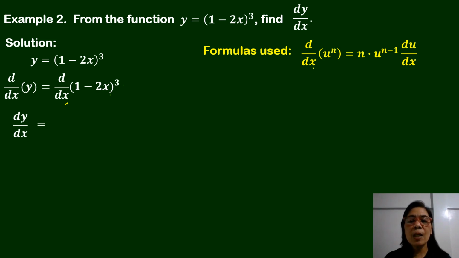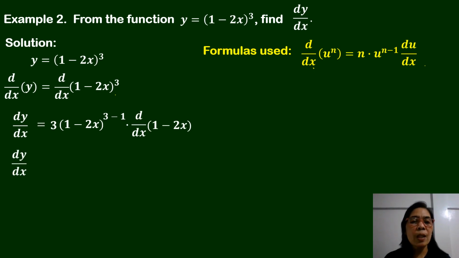So applying the right side of the formula, in the next step, you write the exponent, and the exponent in here is 3, times the base. So here the base is 1 minus 2x. So we have 1 minus 2x raised to the exponent minus 1. So we have 3 minus 1. Then times the derivative of the base. So we have times the derivative of the base, which is 1 minus 2x.